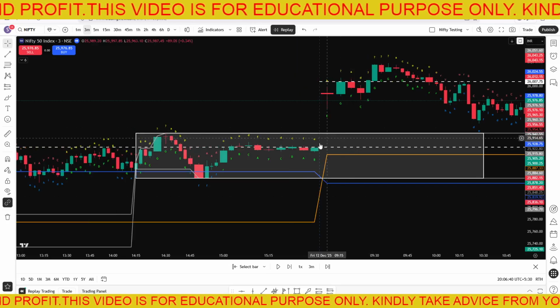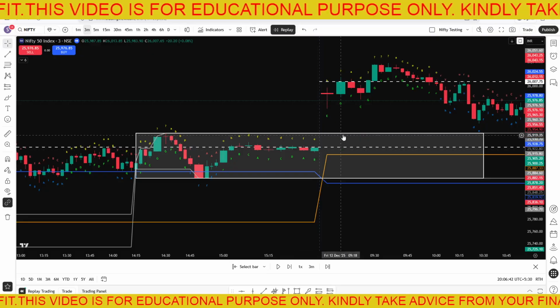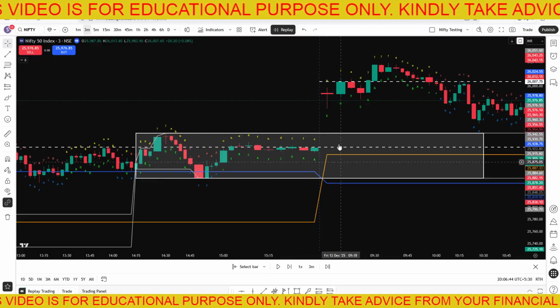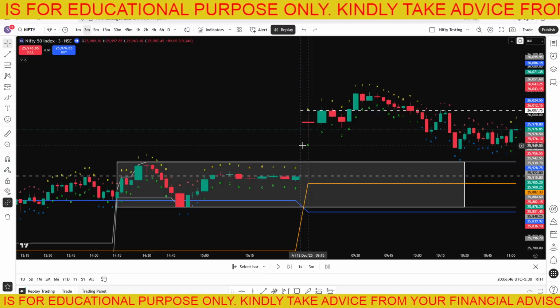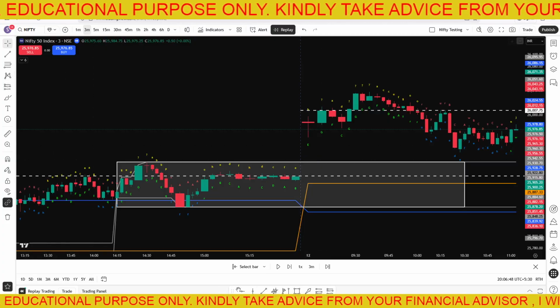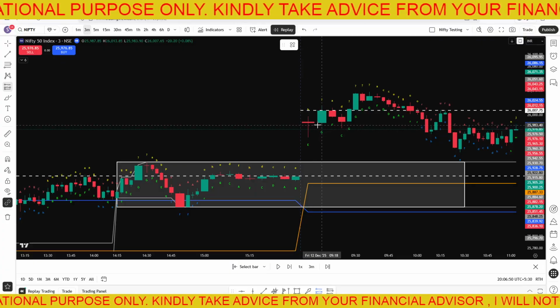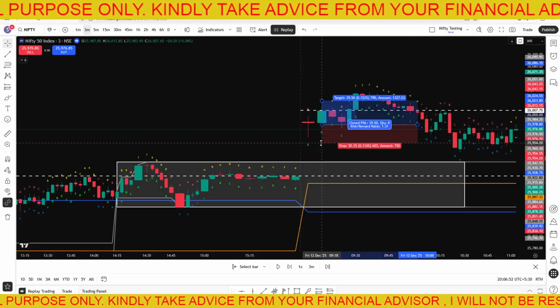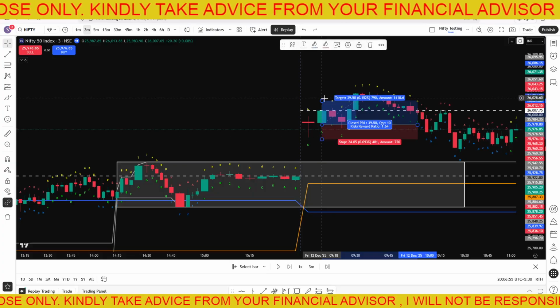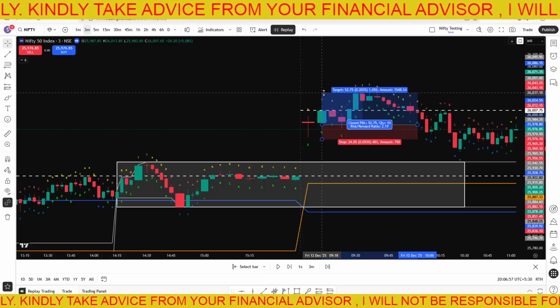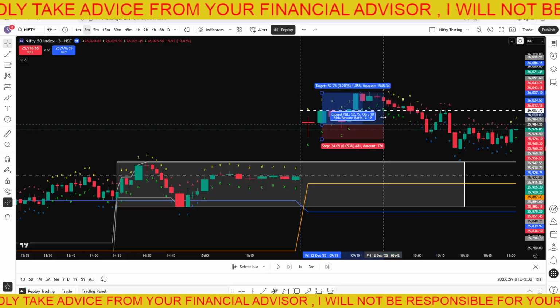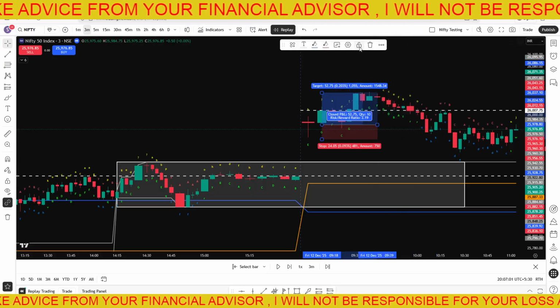Price is above POC, above smart money zone, above pivots, and we are getting this capital E. Let's go to, yeah, we got the target.